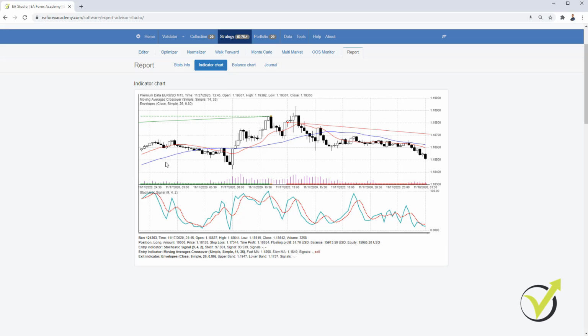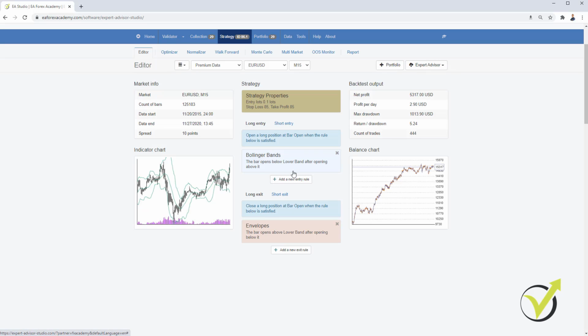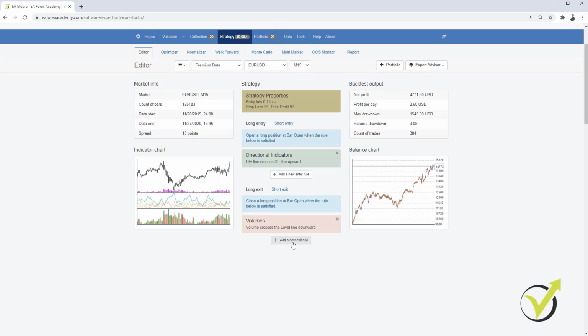All right, so you see the price goes up, we sell, and it goes down. These are the type of range strategies. Now let me look for a strategy that follows the trend. The bar opens below lower band after opening above it. And no, that's not the type of strategy I want to show you.